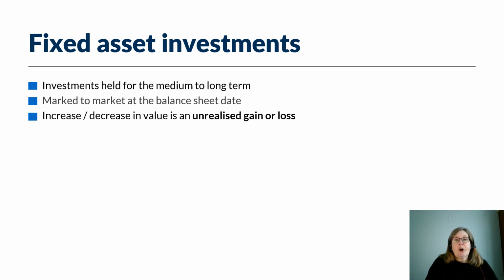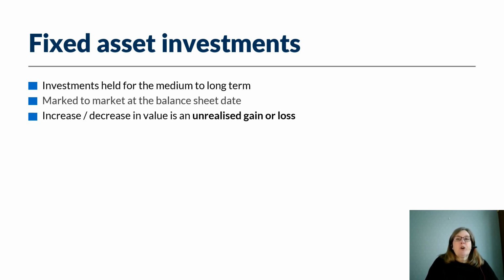The next item on our balance sheet is fixed asset investments, and these are investments which could be in stocks and shares, or in the case of the Church of Scotland Investors Trust, in units, but they're held for the long term. You're not intending to sell a significant part of them in the short term.